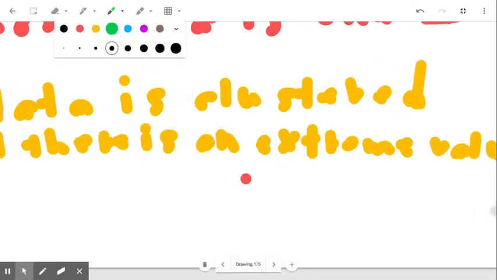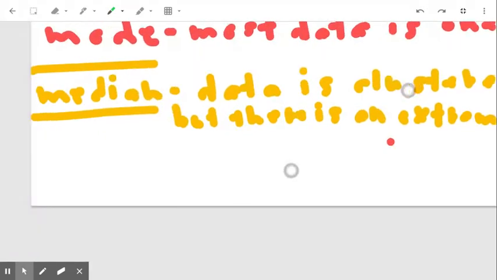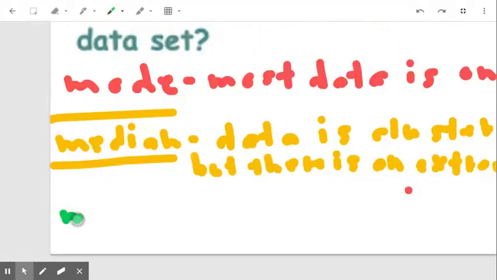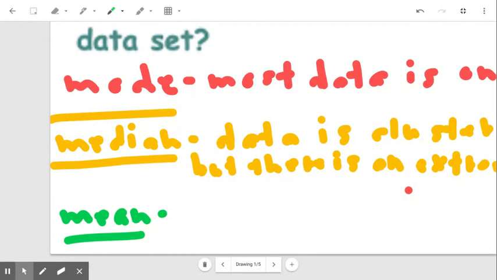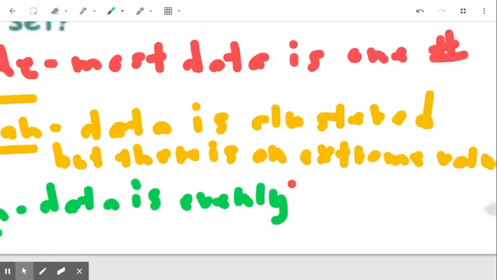And then lastly, we're going to talk about the mean. So the mean is what we're going to use if the data is pretty well clustered and evenly spread out. So we'll say evenly spread out or clustered.